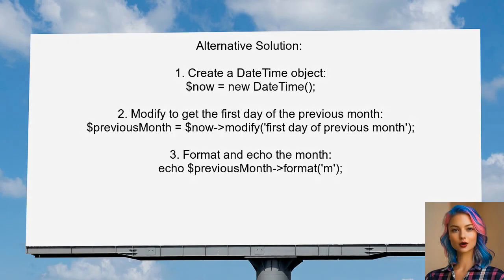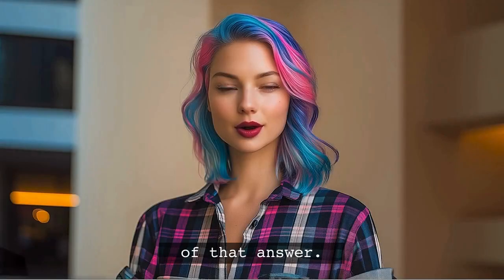An alternative solution provided by another user involves using the DateTime class in PHP. They suggest creating a new DateTime object and using the modify method to get the first day of the previous month. This way, you can accurately retrieve the previous month's value. That's the end of that answer.